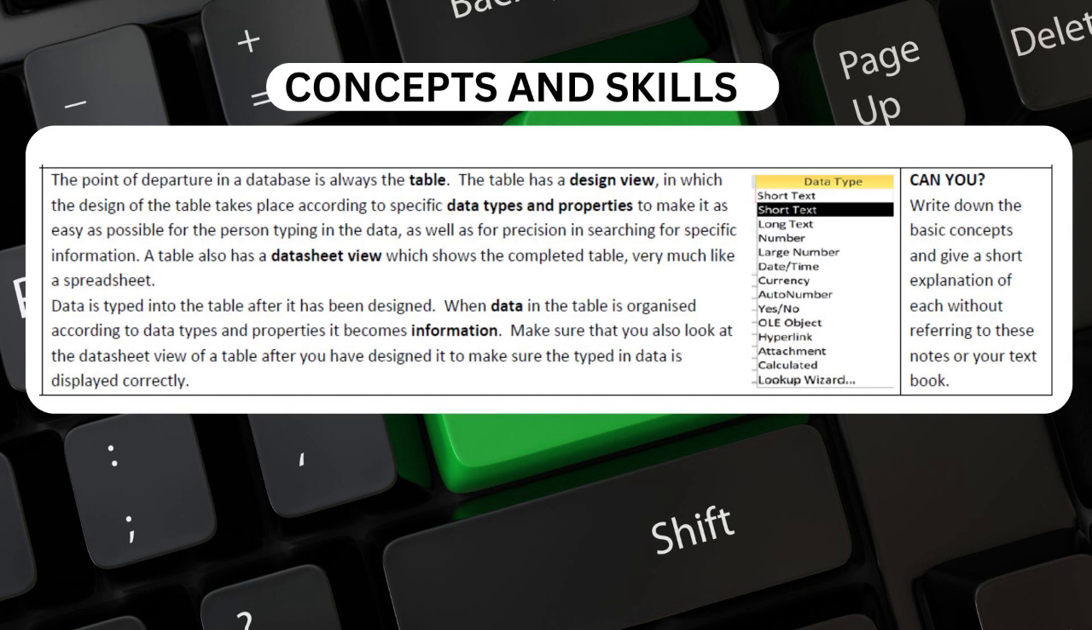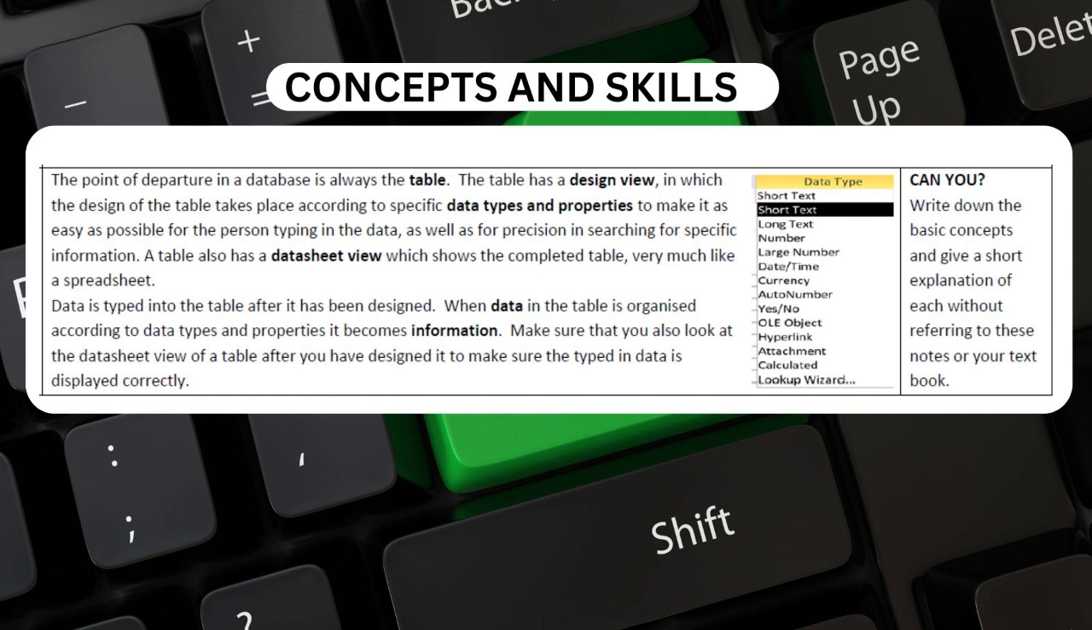Concepts and skills. The point of departure in a database is always the table. The table has a design view, in which the design of the table takes place according to specific data types and properties to make it as easy as possible for the person typing in the data, as well as for precision in searching for specific information.